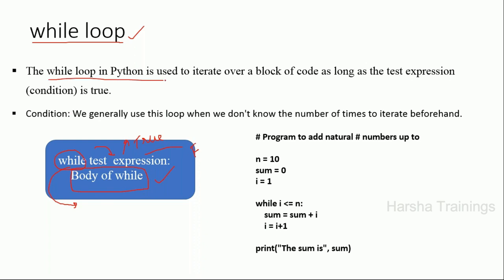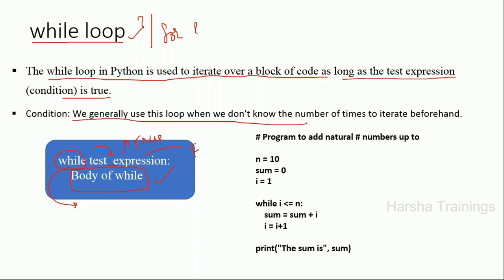The while loop in Python is used to iterate over a block of code as long as the test expression is true. Whenever the test expression becomes false, we come out of the while loop. But one important interview question is when to use while and when to use for. That is the most important concept. In interviews, they will ask when to use the for loop and when to use the while loop. We generally use the while loop when we don't know the number of times we are going to iterate. For example, let us take a for loop.